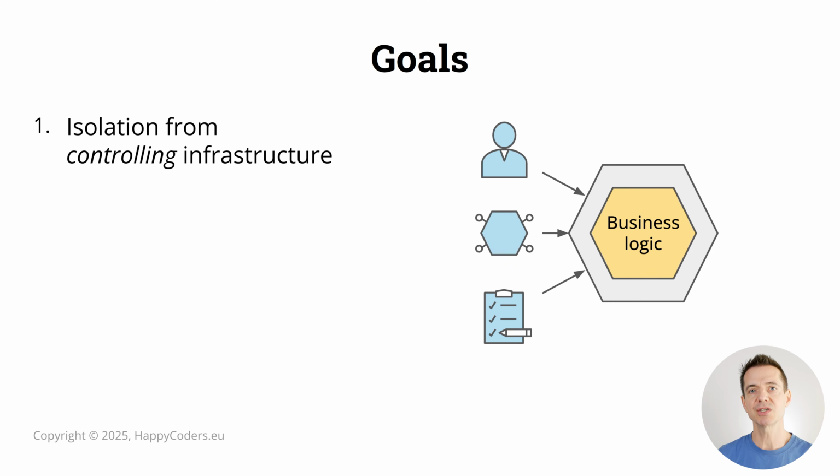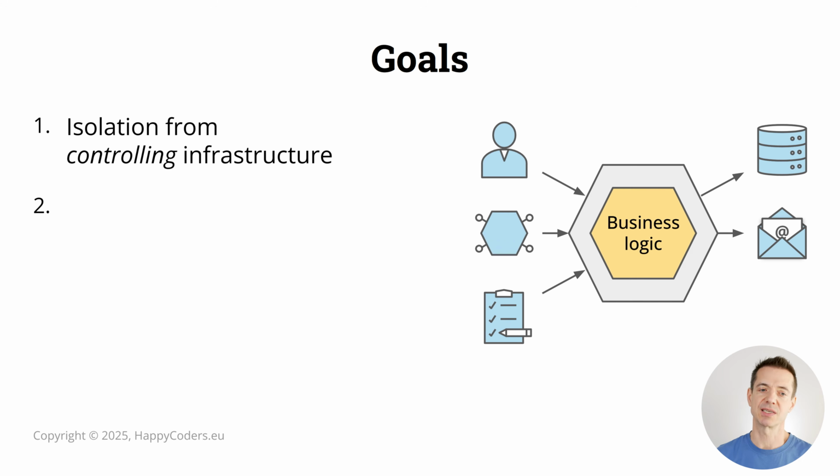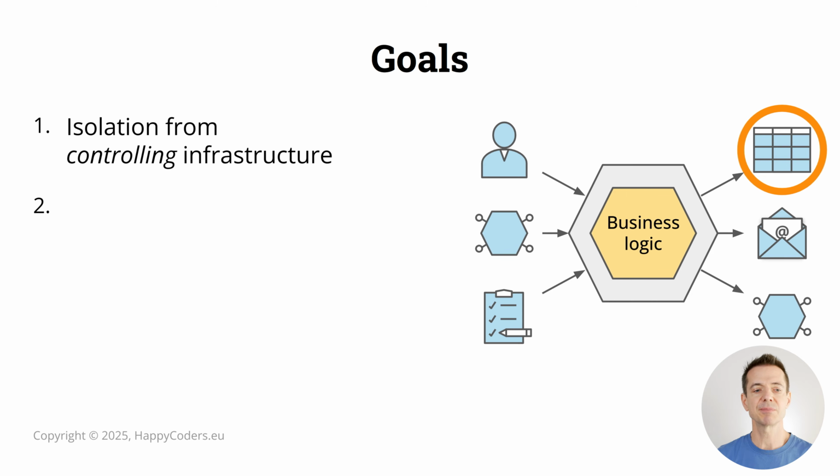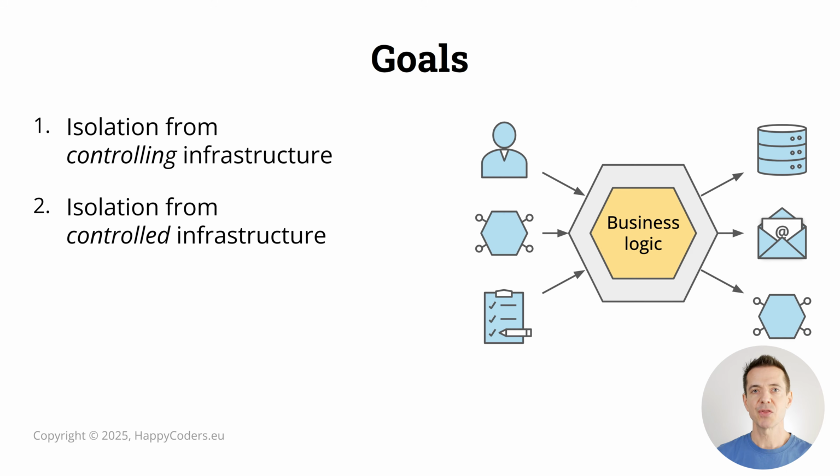The core of the application should therefore be isolated from controlling components, from controlling infrastructure. 2. The business logic in the application core should be able to be developed and tested in isolation from the database and other infrastructure such as email delivery and third-party APIs. From the perspective of the business logic, it should make no difference whether data is stored, for example, in a relational database, a NoSQL database, or serialized in the file system. The application core should therefore also be isolated from controlled infrastructure.